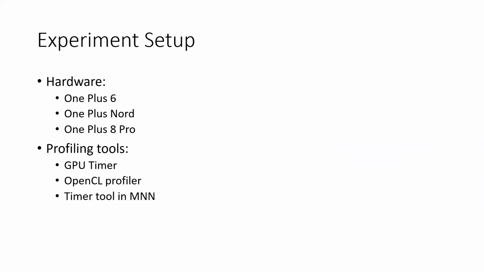So for our experimental setup, we use 3 OnePlus phones, and over here they're represented in the order from oldest to newest. And we also use several timers that were available to us. So for example, a GPU timer, which is part of the OpenCL profiler, which helps to track the time a kernel spends executing on the GPU. And finally, the timer tool from the MNN for the overall backpropagation step.